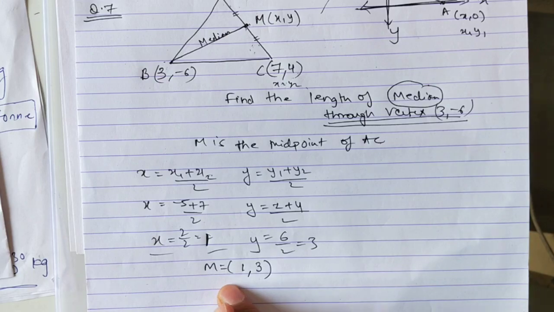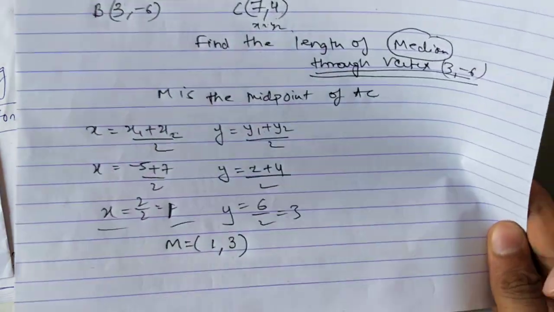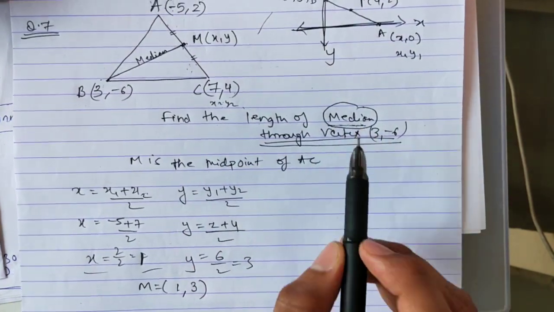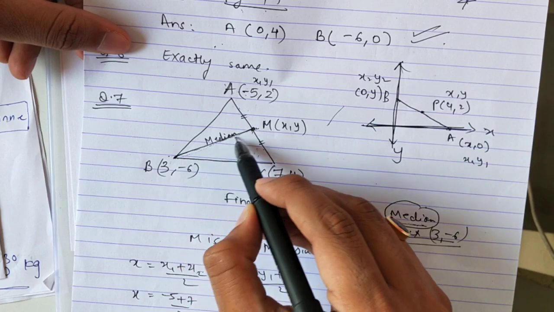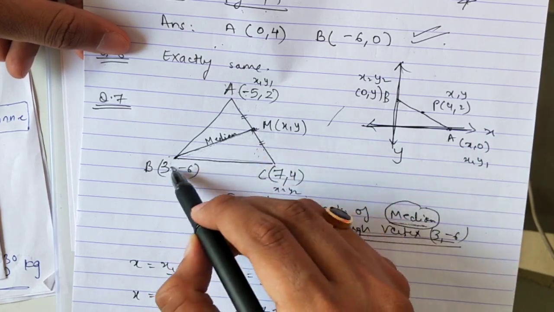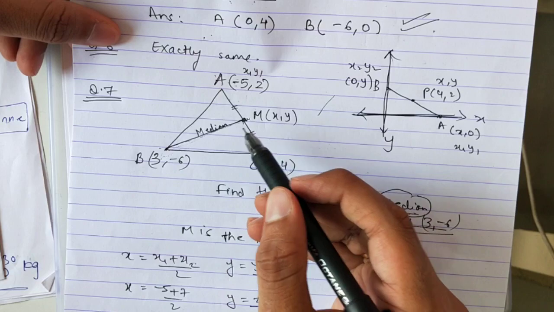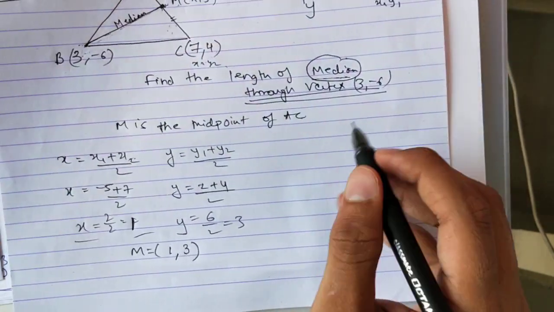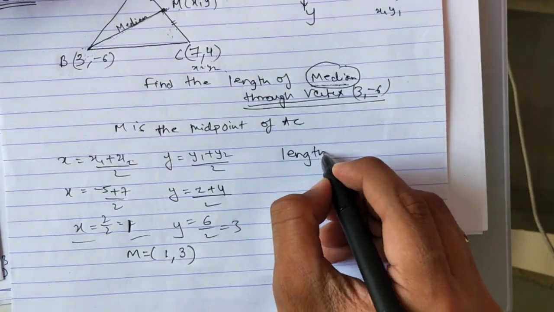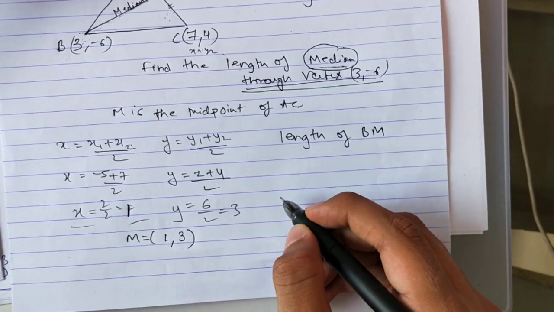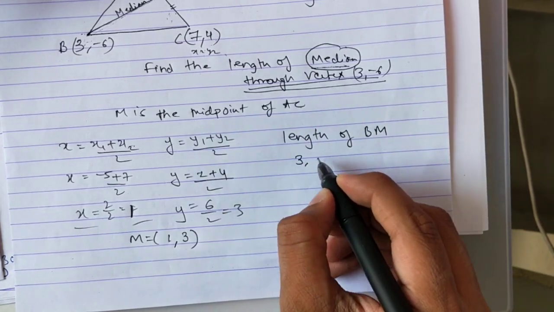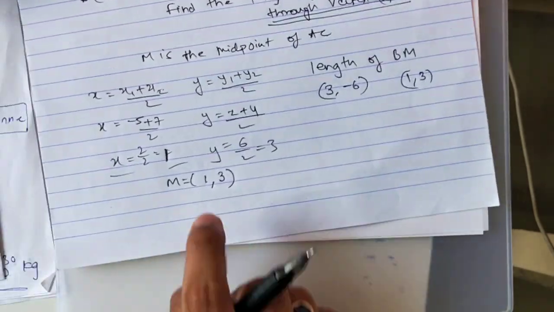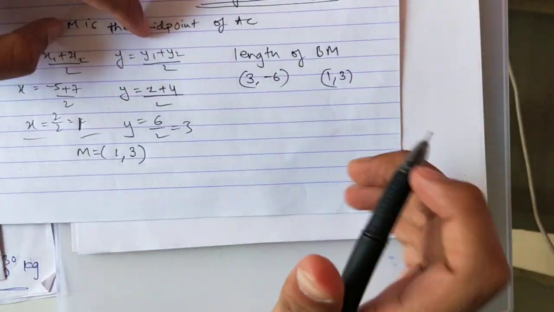Am I right? I found the value of M. Once I have the value of M with me, in the question what was asked? Find the length of the median. Length of the median means BM is the median, so I have to find the length of BM. I can find the length by the distance formula. I know the point B and now the point M also. So length of BM: B is (3, -6) and M is (1, 3), which we just found. Okay, let's find the distance using this formula.